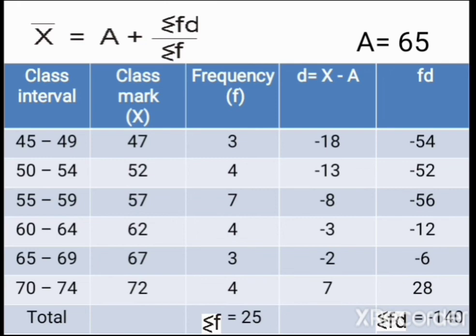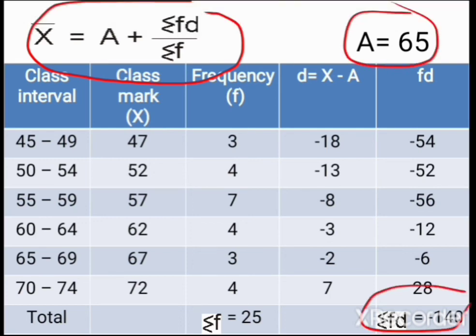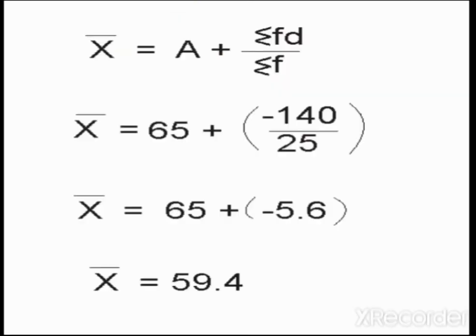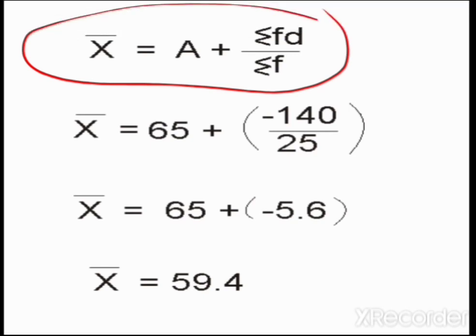And if you recall, the formula for the mean, using the assumed mean, is what? A plus summation FD divided by summation F. And our A is what? 65. Summation FD is minus 140. Summation F is 25. So let's go into the formula. This is the formula for the mean, using the assumed mean: A plus summation FD divided by summation F.